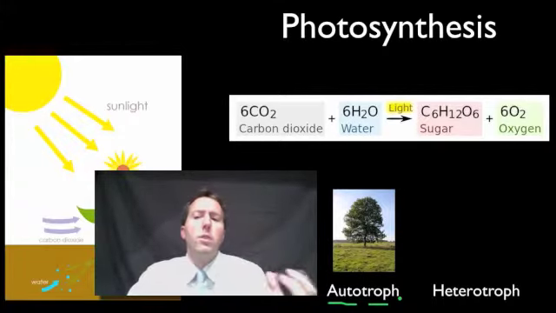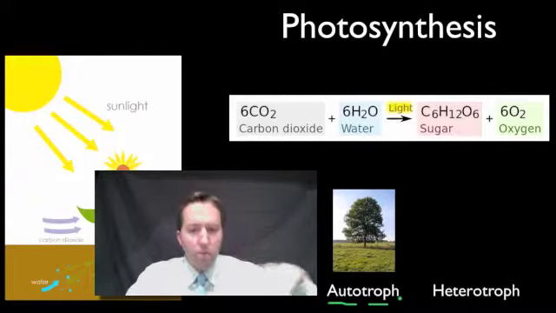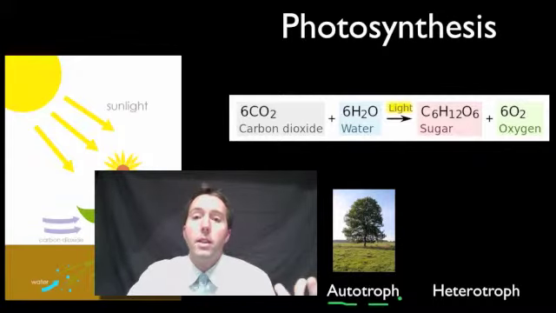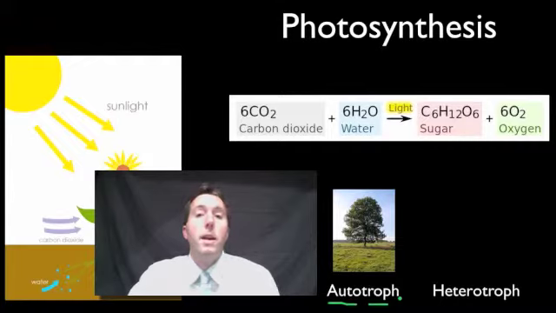There are actually also chemosynthetic autotrophs that live on the very bottom of the ocean, and they make their own food. They're bacteria. They make their own food from the chemical reactions that happen around them. And so these are all producers. They make their own food.